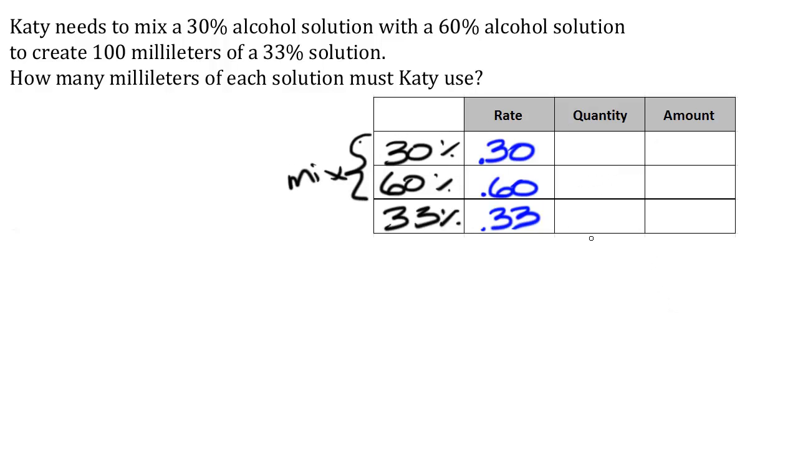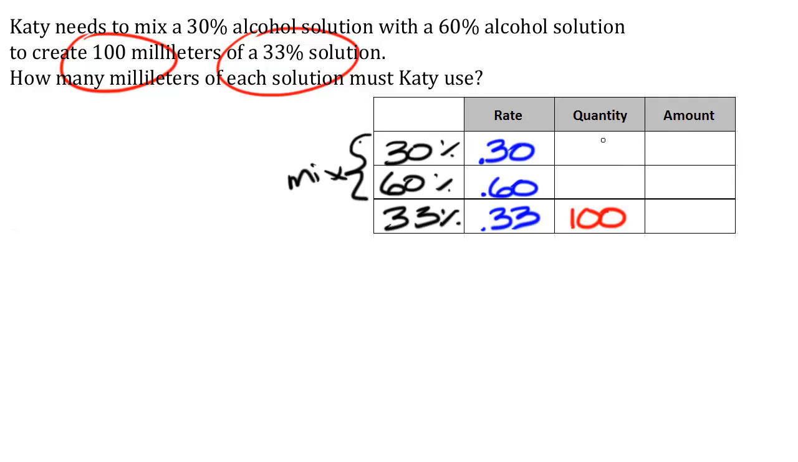The amount is the quantity, or in this case, the milliliters of stuff I'm using. And what I'm told is I have 100 milliliters of this final 33% solution. So in quantity here, I have 100 milliliters of this 33% solution. You'll notice I have blanks for the amounts, or quantities, of the 30% and the 60% solution. I don't know how much those are, but actually that is the goal of this problem, to figure those out. So what I'm going to do is define my variables to be those amounts.